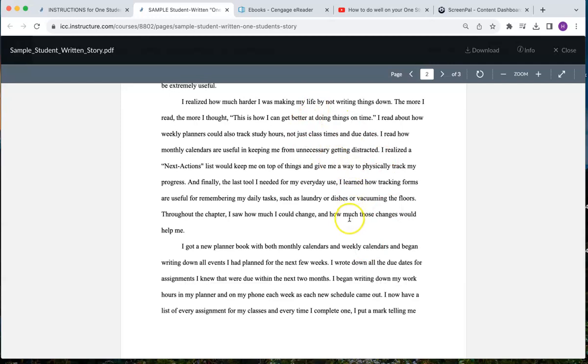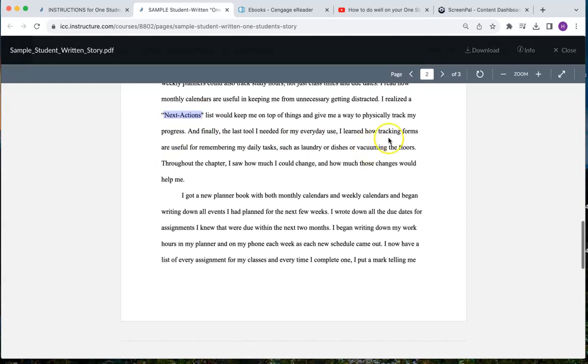There's a lot of things that she talks about that she did. First of all, she says, here's some things I thought, and these are her thoughts in quote marks, which is totally appropriate. She did describe the next actions list, so notice that's only 2 words. It's going great. Then she gives some specific details. And this is just about her life: laundry, dishes, vacuuming the floors. That's actually really good detail to include.